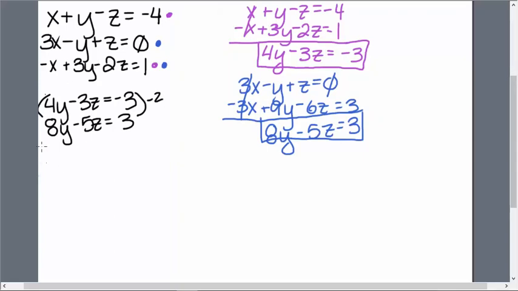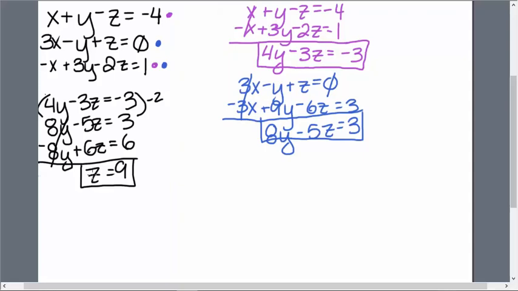4y times negative 2 gives me negative 8y. Negative 3z times negative 2 is plus 6z. And negative 3 times negative 2 is positive 6. So I can add straight down. My y's are going to cancel out. Negative 5z and 6z is 1z. And 3 and 6 is 9. So that's perfect. I have one of the three variables that I need in order to get an answer.